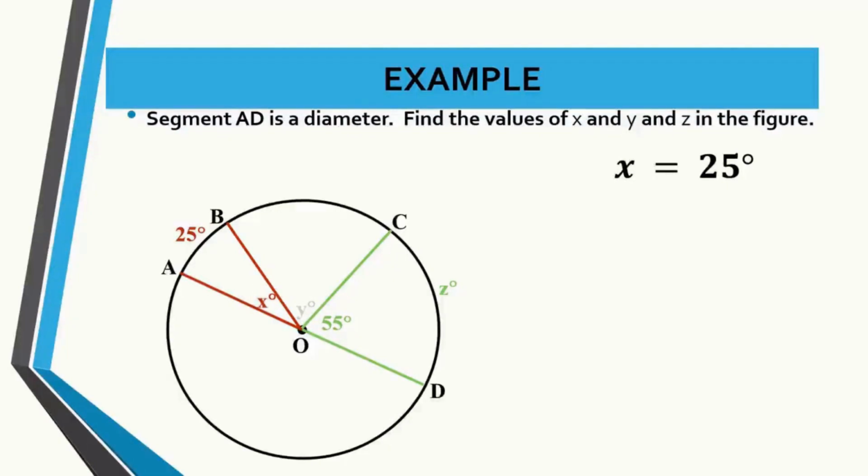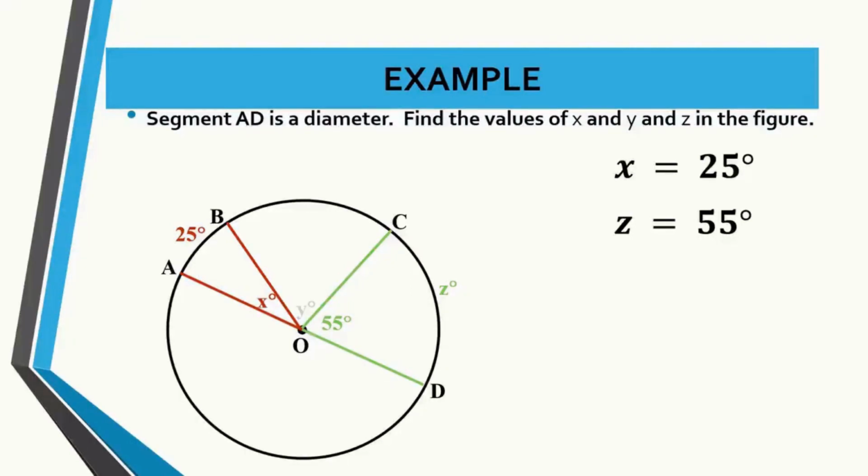angle COD is equal to 55 degrees. So remember, si angle COD ay central angle. And its intercepted arc is Z. So meaning, Z is equal to 55 degrees.